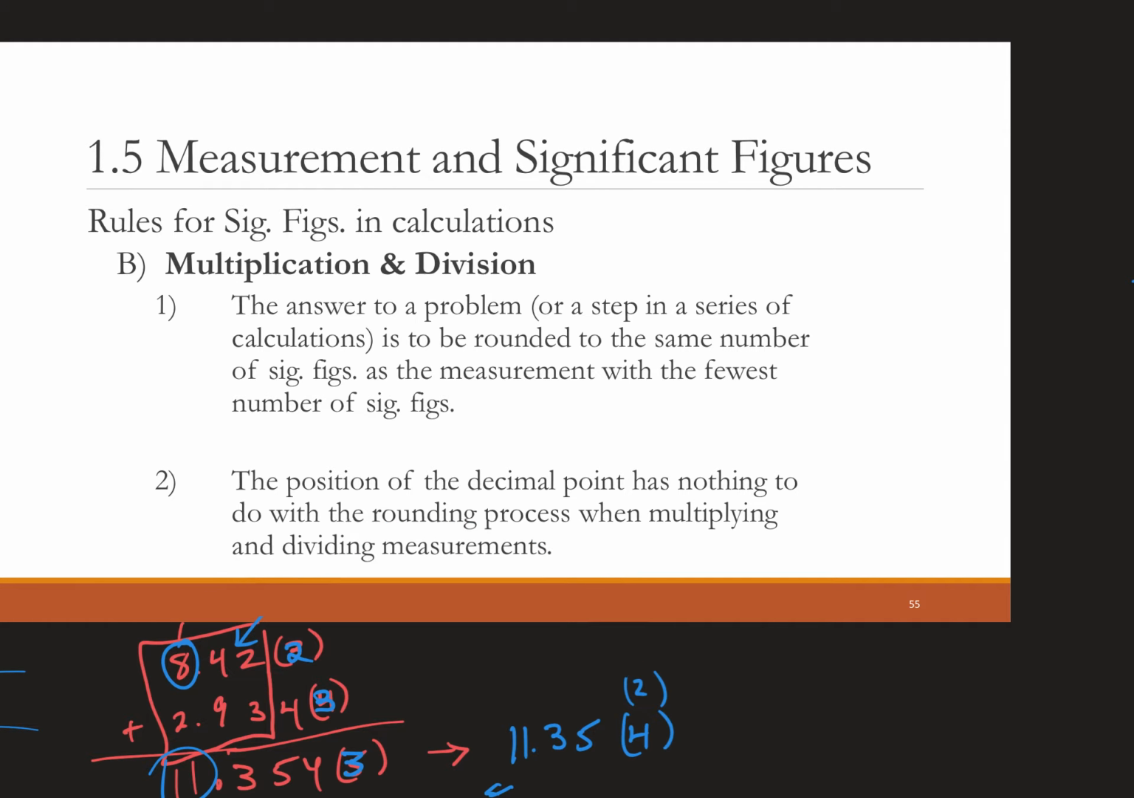So the answer to a problem is to be rounded to the same number of significant figures as the measurement with the fewest number of significant figures. The least precise and accurate measurement, essentially. The position of the decimal point has nothing to do with the rounding process when multiplying and dividing measurements.